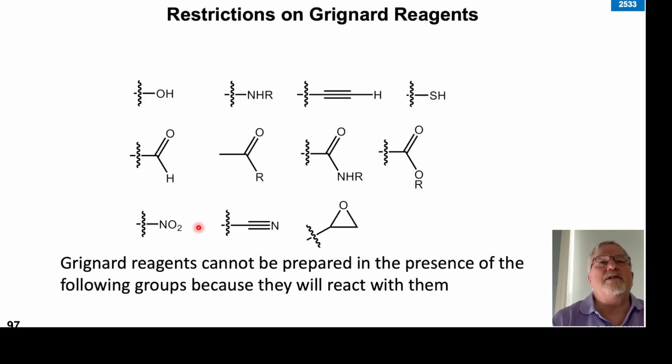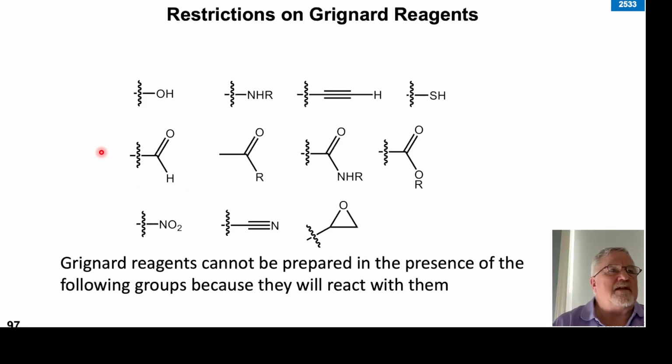So, restrictions on Grignard reagents. They're very reactive, and Grignard reagents cannot be prepared in the presence of any of these groups because it will compete with the electrophile you're trying to react it with. It'll pull off that proton of an alcohol, so you can't have any alcohols around. You can't have any amines. It'll pull off the proton of an amine if it's a primary or secondary amine. It'll pull that proton off. These are much more acidic than the alkyl groups that are formed by pulling that proton off with a reagent.